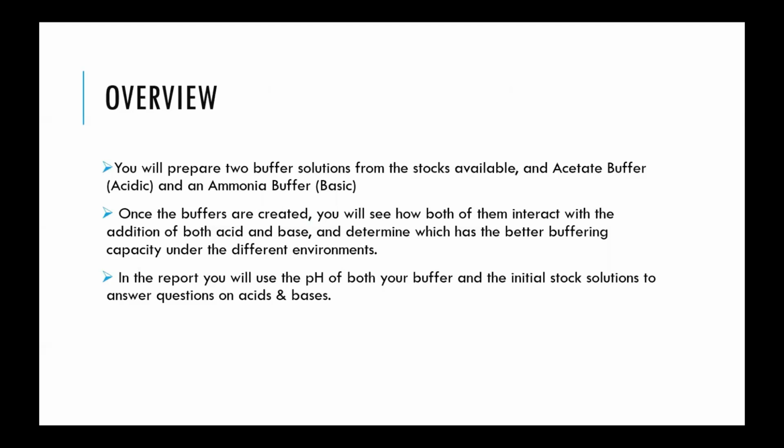Once you have the buffers created, you're then going to see how they interact with acid and how they interact with base. So you're going to take both of those buffers and to each of them add a little acid and see how they react, and then add a little base and see how they react. And you're going to be using the pH of both your buffer, the stock solutions, as well as after you react the buffers with either acids or bases, looking at the pH of these and using those to determine which one has a better buffering capacity and for what type of compounds.